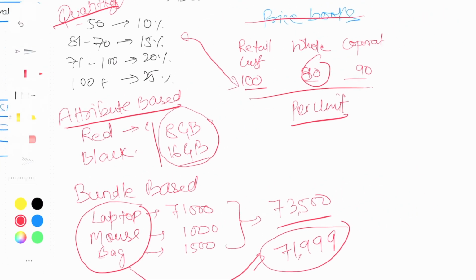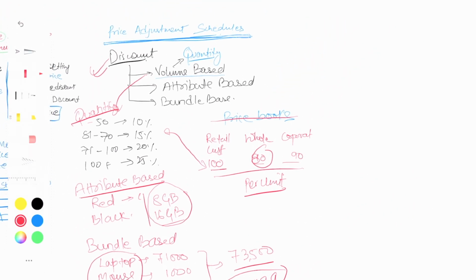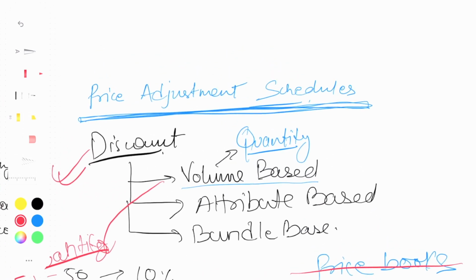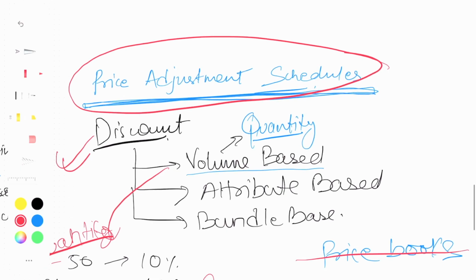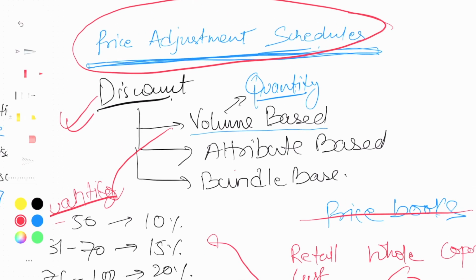So this price adjustment schedule is talking about how we can apply discounts. And discounts have three types: volume based, attribute based, or bundle based. Volume based means quantity, attribute based means RAM, color, SSDs, different attributes that we discussed earlier. And bundle based means that if you are purchasing multiple items all together, then we have a bundle based discount. Let's do some hands on and we will learn from there.